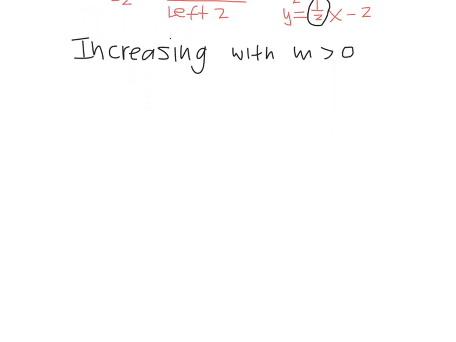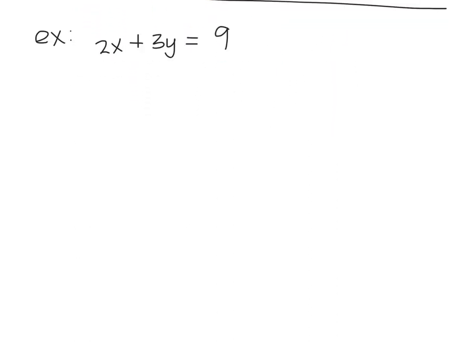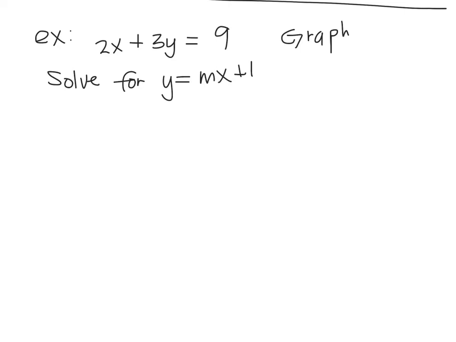Okay, let's look at another example. We want to graph this linear function. You notice that it's not in that slope-intercept form. So the first thing that we want to do is solve for y. If we solve for y, it will automatically be in slope-intercept form. So let's subtract 2x from both sides, and then divide both sides by 3, so we get y = -2/3 x + 3.